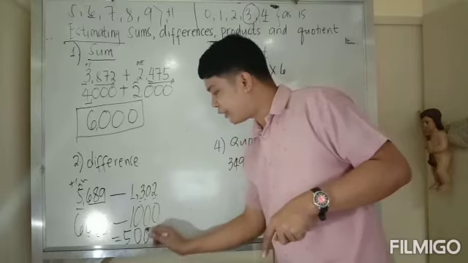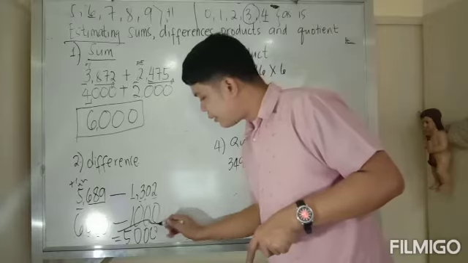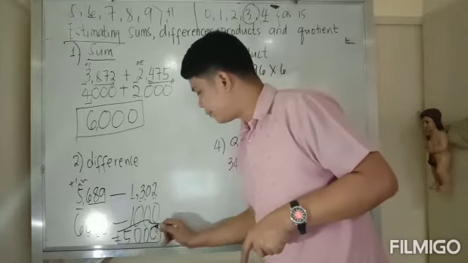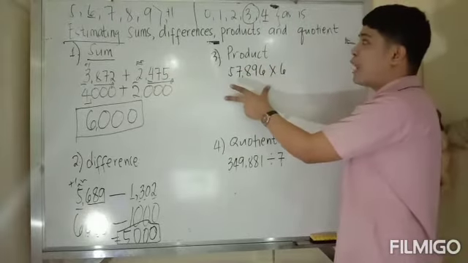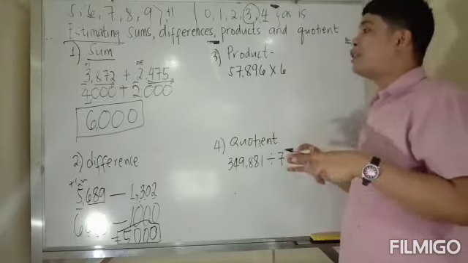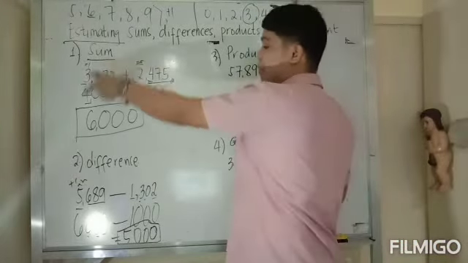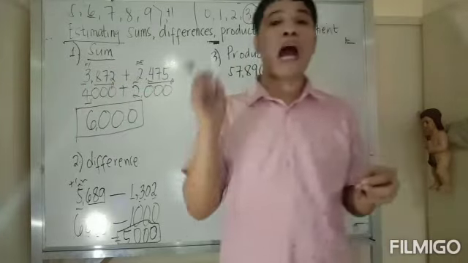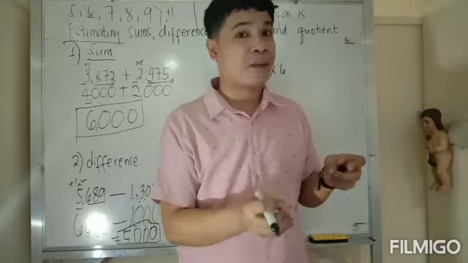So just put there 3 zeros. So the answer there is 5,000. Okay? So now here, class, we have now products. We are now in the products. So what you will do is just the same actually. The product, just do the same with the sum and the difference. You need to round off the number to its highest place value.